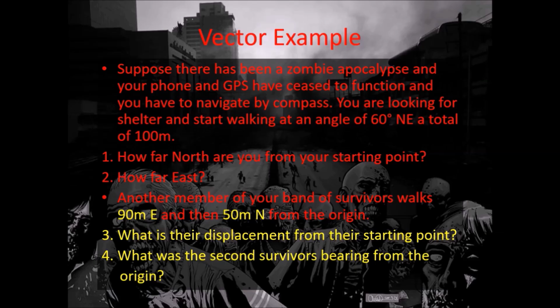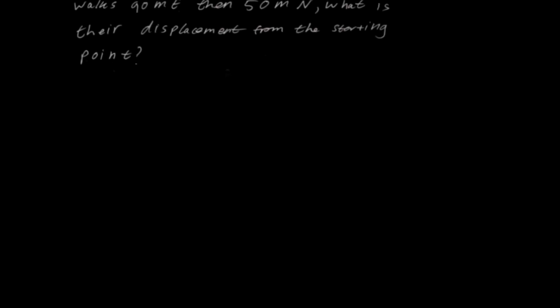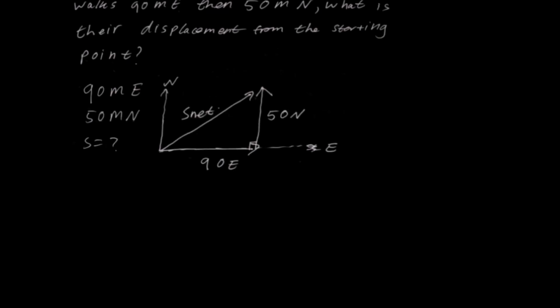So in the first case, we knew the resultant vector and needed the components. Now we have the components and need to find the resultant vector. So once again, restatement of the question. What do we know? The survivor went 90 meters east and 50 meters north. We want the total displacement. So a quick scruffy diagram would show this. Here's our 90 meters east and our 50 meters north. And here is our total displacement.